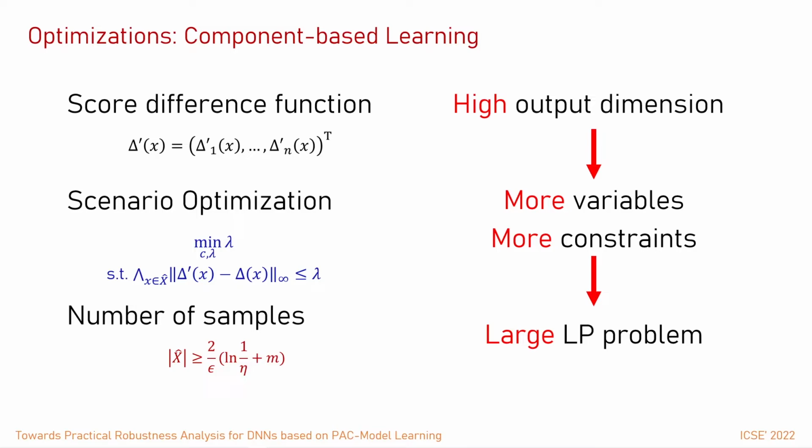We also introduce some optimizations to boost the scalability of our framework. In our framework, we use the scenario optimization technique to learn the score difference of the original DNN. The number of constraints needed to achieve the PAC guarantee increases linearly with the number of optimization variables. Since the classification task often contains multiple objects, the dimension of the DNN's output can be really high. It will need more variables and constraints to build the LP problem, which is too large to solve.